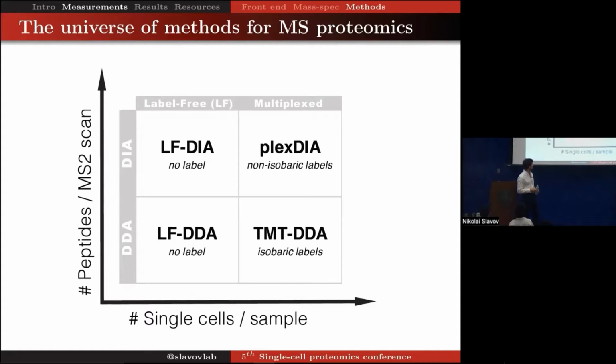And then one could also use labels to enable the analysis of multiple single cells at the same time. And these labels could be isobaric, as in the case of tandem mass tags or TMT, and combined with analyzing one peptide at a time. Or in the case of non-isobaric labels, recently it has become also possible to simultaneously multiplex single cells and peptides.